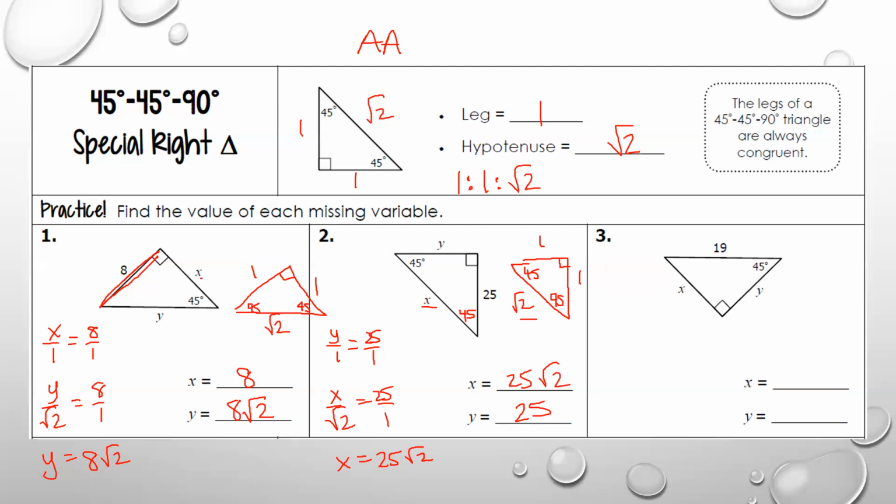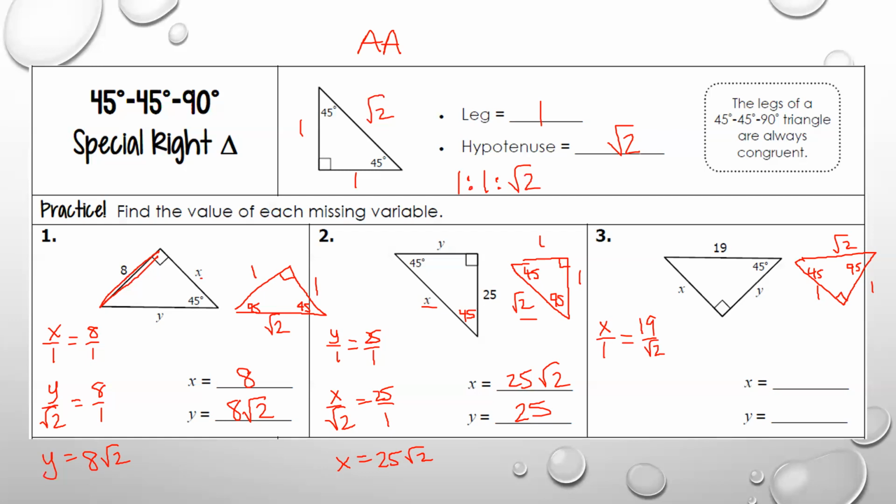Let's look at number 3. I'm going to redraw my most basic 45-45-90 right next to it. And its legs are 1 and its hypotenuse is root 2. All right, so I know that x and y are going to be equal. I just don't know what either one is. Well, x corresponds to 1 and 19 corresponds to root 2. Cross multiplying here is not going to be super easy, it's not going to give me an answer because it's just x over 1.